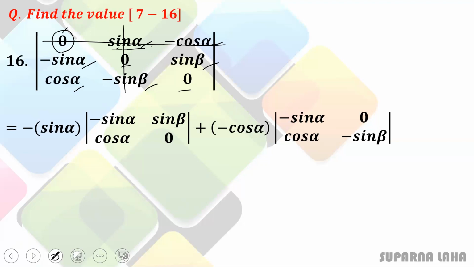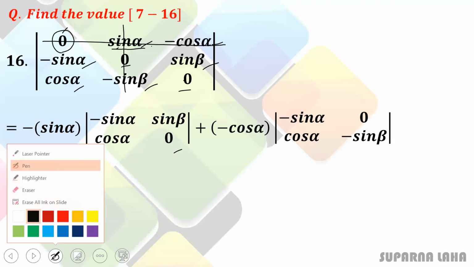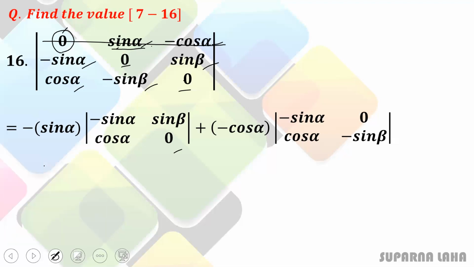So remove this one. This is minus of sine alpha. You know why minus? Minus of sine alpha into the determinant minus sine alpha, sine beta, cos alpha, 0. Now remove this first row and this third column. That is minus of cos alpha into the determinant minus sine alpha, 0, cos alpha, minus sine beta. Now cross multiply it. That is 0 into 0 minus sine beta cos alpha. Okay. So minus of sine alpha into minus sine beta cos alpha.